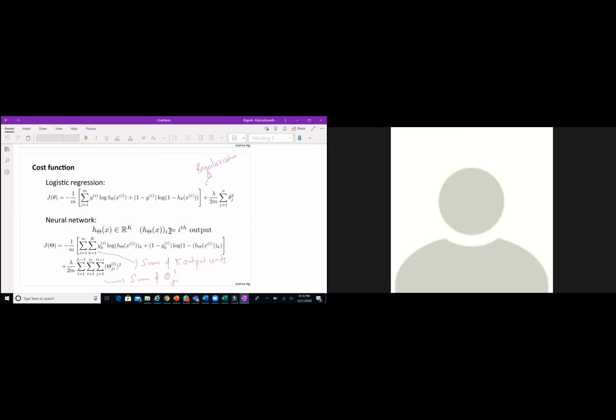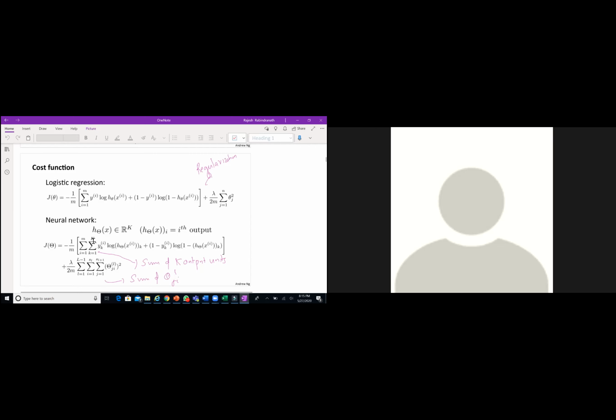Where Y5 represents the actual output of the fifth sample. H theta of X of 5 represents the calculated output of the fifth sample. That's clear, right? So here the difference is this equation is modified because we introduced one more summation, because earlier that summation was not there because there was only one output unit.